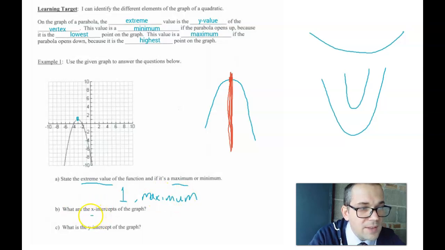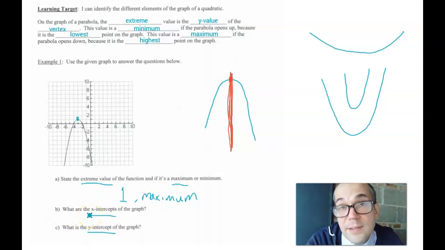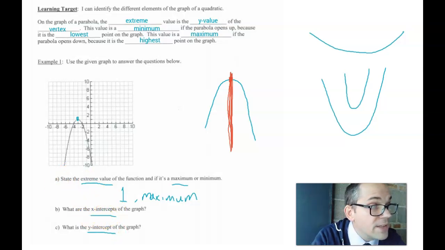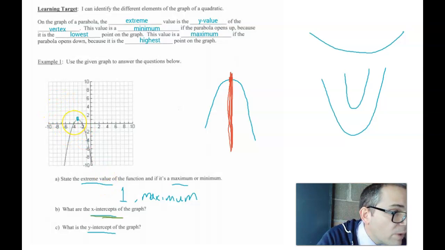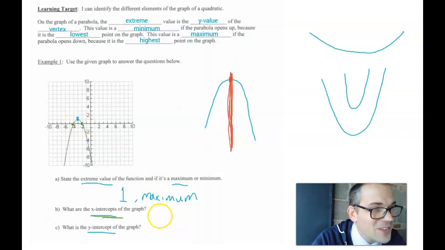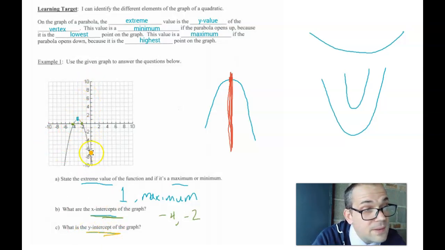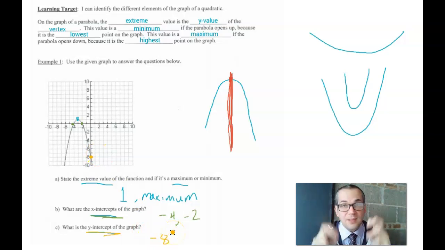These other two things are concepts from your Algebra 1 days. The x-intercept is where the graph crosses the x-axis, right? It's where it touches the x-axis, where it intercepts the x-axis. So I'm going to look at this graph and see, like, right here and right there, it touches the x-axis. So I'm going to give those two x values. Those x values are -4 and -2. And then the y-intercept, which I'll do in beautiful yellow, is where it crosses the y-axis. So this is my y-axis. This is where the graph touches the y-axis. That's -8.